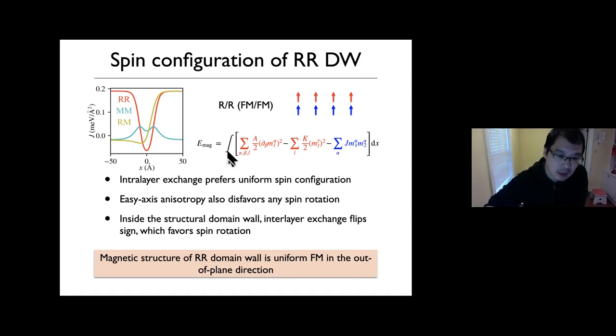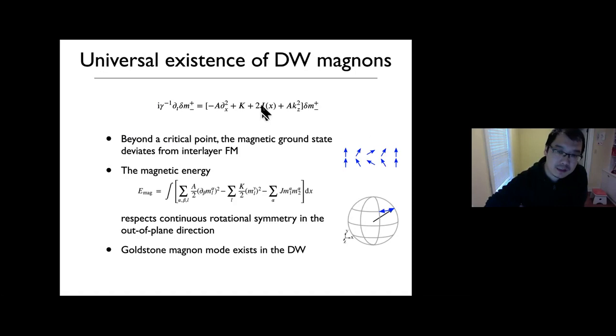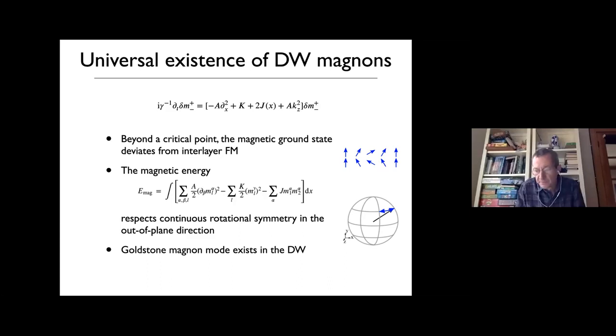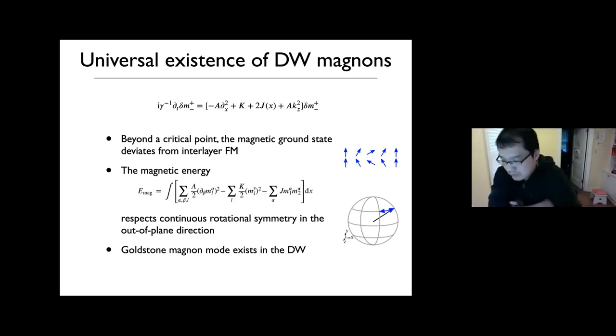But if for some reason, not in chromium triiodide, this J is sufficiently strong, then the solution with respect to the uniform configuration would have a negative energy magnon mode. This indicates that the ground state should have some spin texture. In that case, there should be a zero mode. And when you do have those low energy modes, they're localized on the wall, confined to the wall. Do you have any idea about the localization radius? Yeah, the stacking domain wall width is about 50 angstrom.